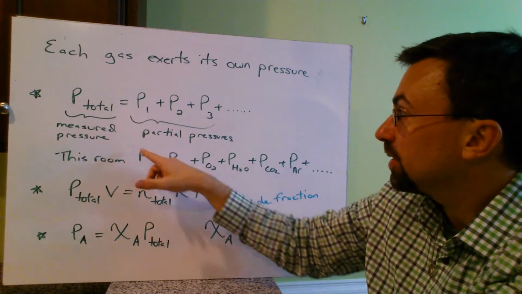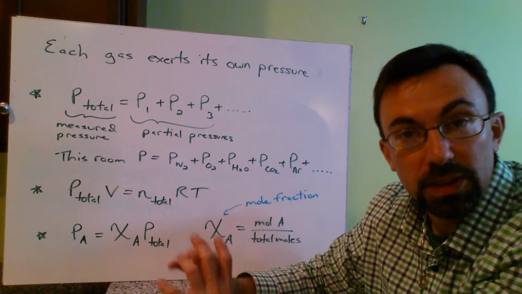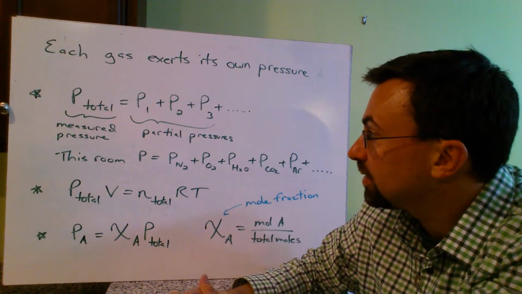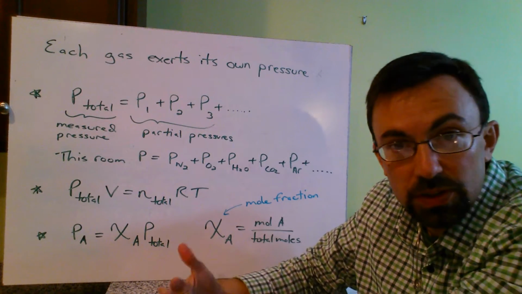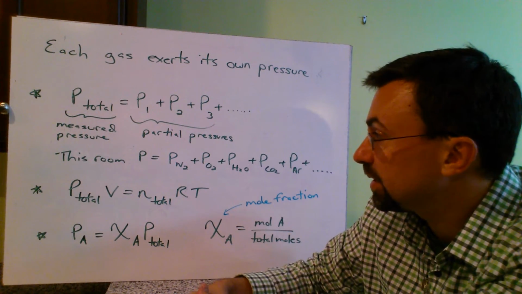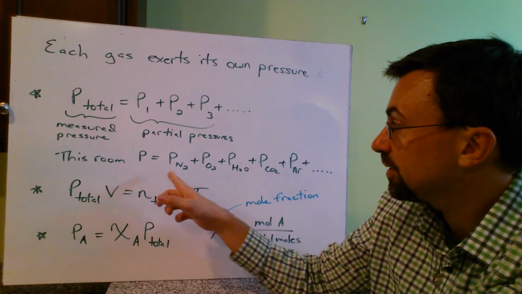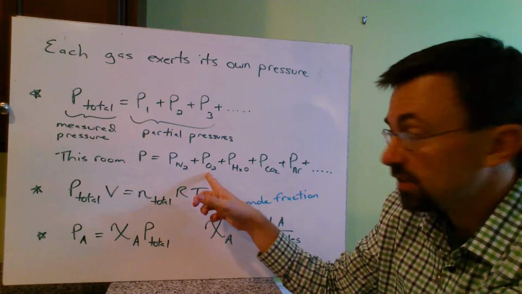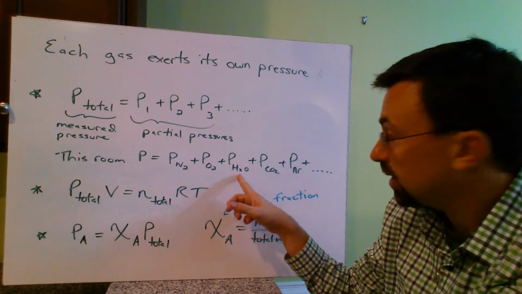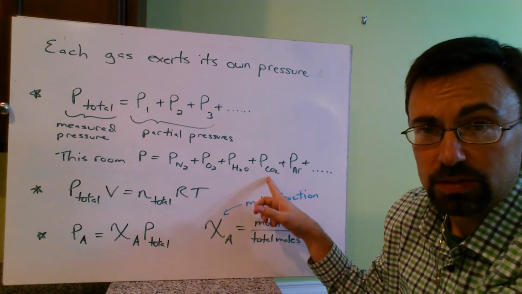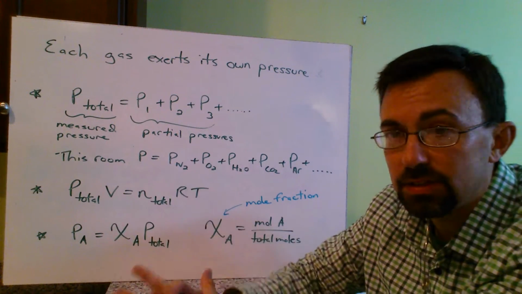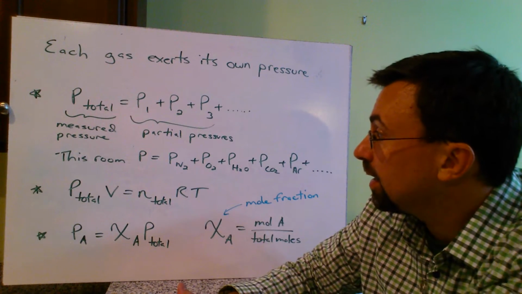Generically 1, 2, 3, we call those partial pressures because they're a piece of the whole thing. And so for example, in this room, or the room you're sitting in right now, the pressure in the room is a sum of the pressure due to nitrogen, the partial pressure of oxygen, partial pressure of water, partial pressure of CO2, partial pressure of argon, hydrogen, etc., etc.